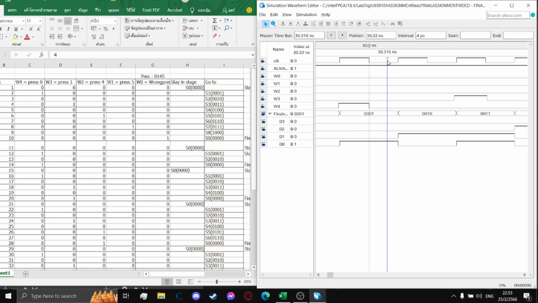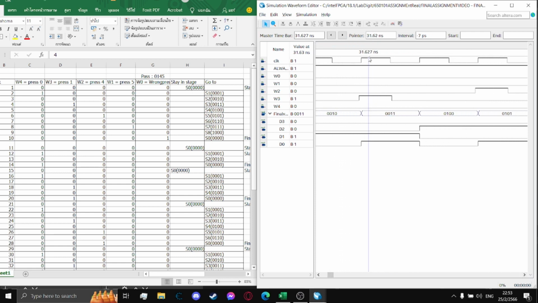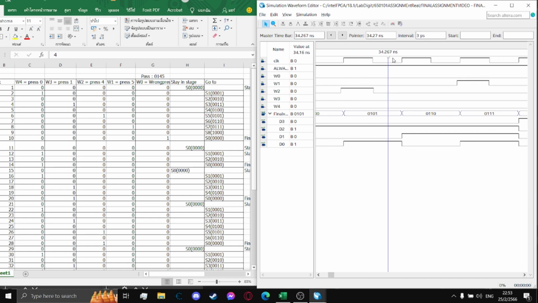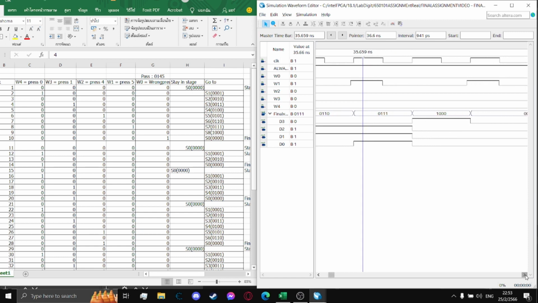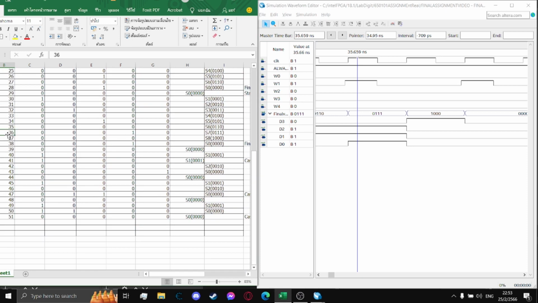Press 0, not press 1, not press 4, and not press 5. Clock 36. Clock 36, when you press 5, then they will go to state 7.